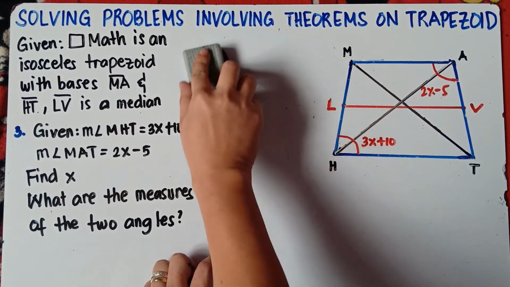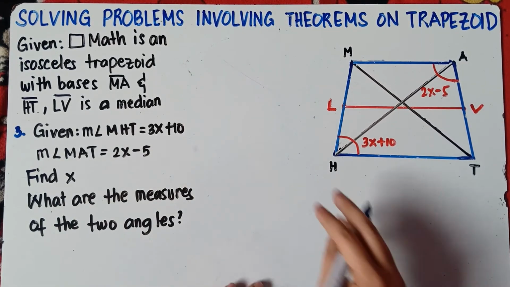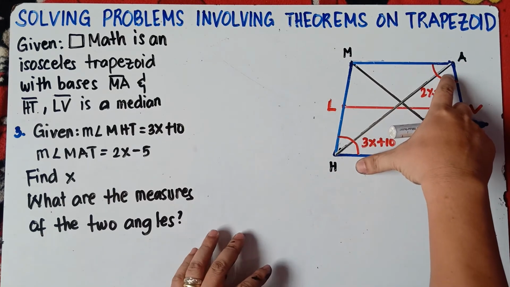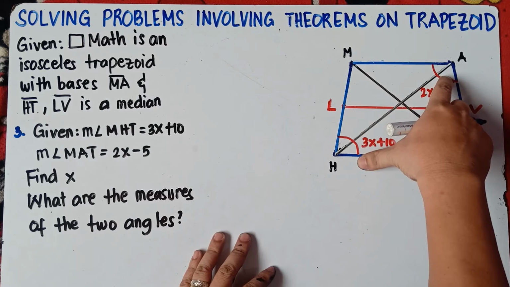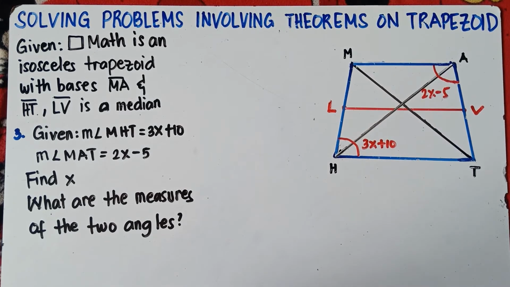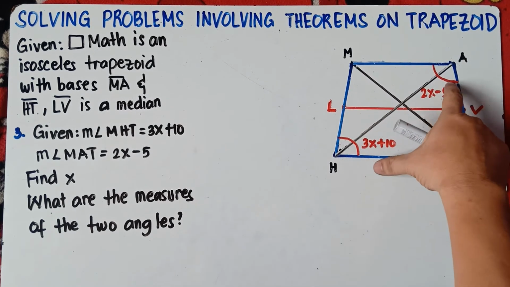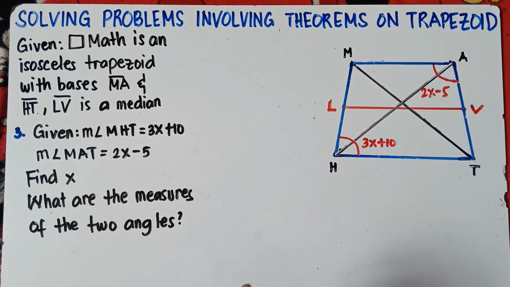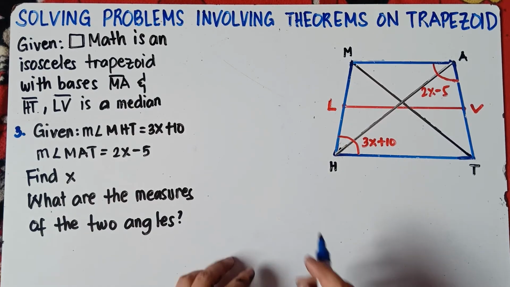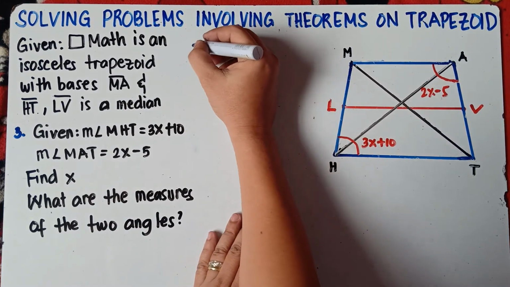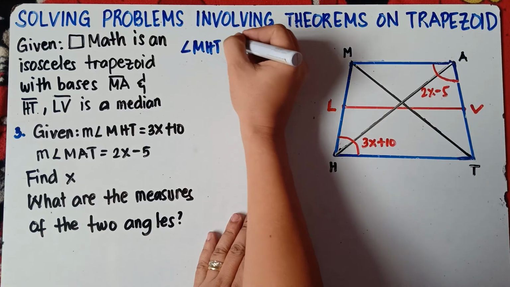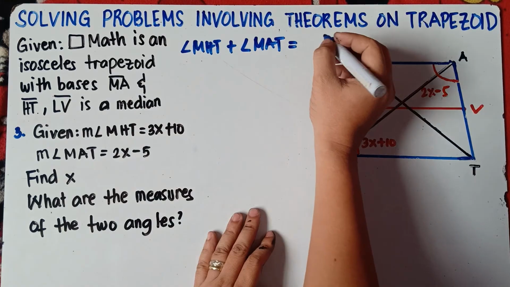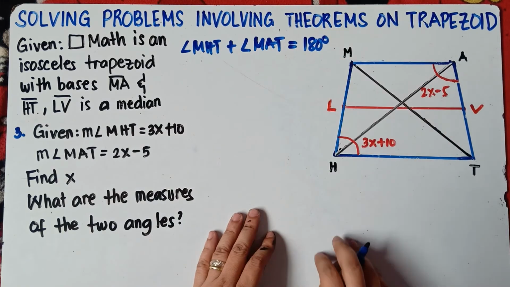Alright, let's find x first. Finding x. So once again, always remember this one, class, the sum of these opposite angles must be equal to 180 degrees. That's one property, class, of an isosceles trapezoid. So this will be angle MHT plus angle MAT, and it should be equal to 180 degrees.